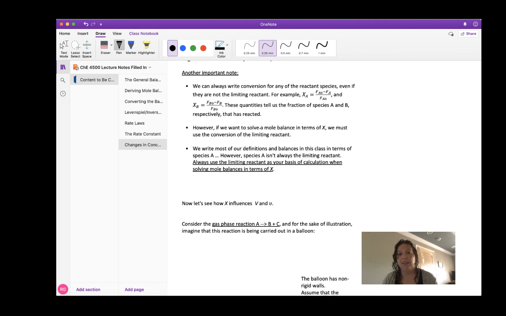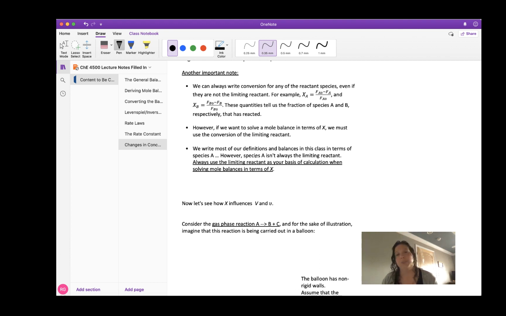However, if we want to solve a reactor design equation, a mole balance in terms of conversion, we must use the limiting reactant. We discussed this before, but if we're not using the limiting reactant, then that causes the reaction to proceed farther than it can. So the reaction can only proceed until the limiting reactant has been reacted away. If we are writing a mole balance in terms of the conversion of a non-limiting reactant, then we could react completely away the limiting reactant, but the reaction would still be allowed to proceed. So that's, of course, not physical. So always make sure that when you write your problem in terms of conversion, you are writing in terms of the conversion of the limiting reactant.